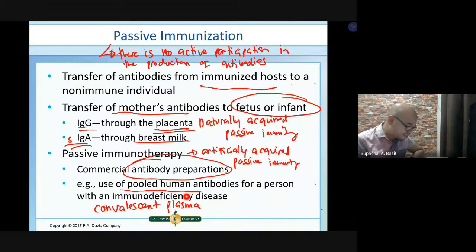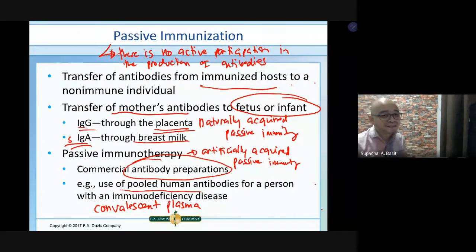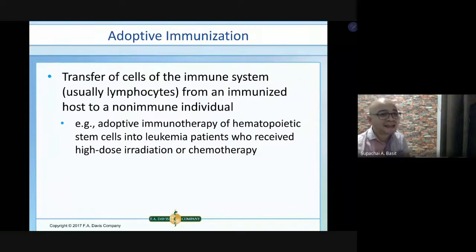In passive immunotherapy, antibodies are given. But in artificially acquired active immunity, antigen is given in the form of a vaccine. That's the difference between passive and active.